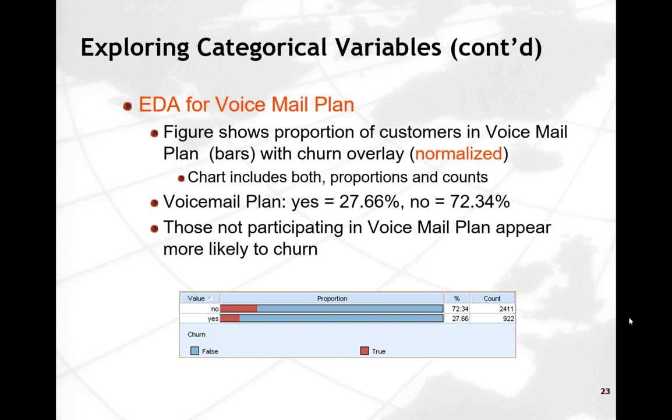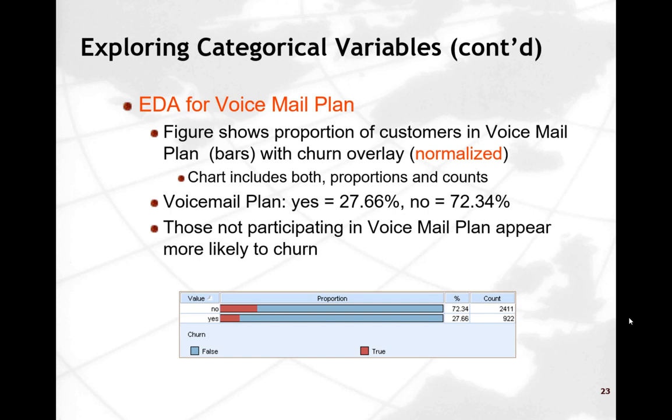The two bars represent the voicemail plan, right? So those who have the voicemail plan and those who don't have the voicemail plan are separated into two bars. The colors represent the outcome. The red indicates that those churned, and the other color indicates that they didn't churn.